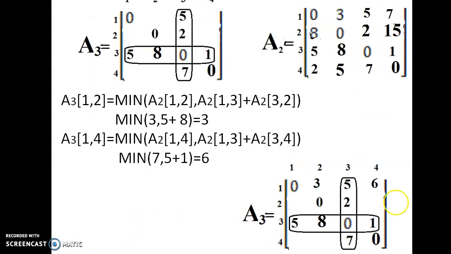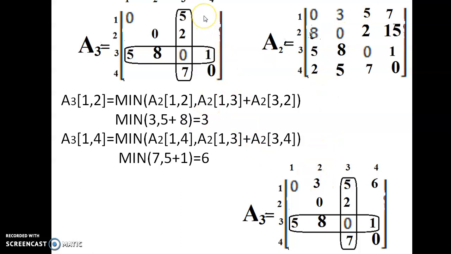Taking this as a basis, now we are calculating the A3. A3 we are calculating by taking the third row and the third column. So now how these particular values are being found out. See here, the value already 3 is present. Now when we are calculating 5 plus 8 you are getting 5 plus 8 is 13. Is 13 less or is 3 less? 3 is less, so value called as 3 is kept here.